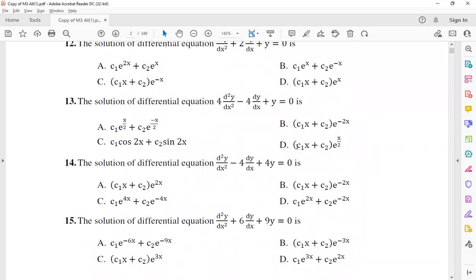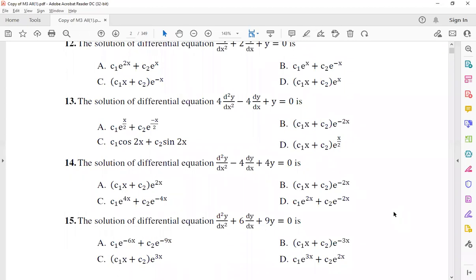If it is repeated, these two must be considered. So this is not there. And if it is real, cosine does not come. These two can be true, but the root is 1/2. So here it is -2. So root is 1/2 means D is correct. Go to next. 14.